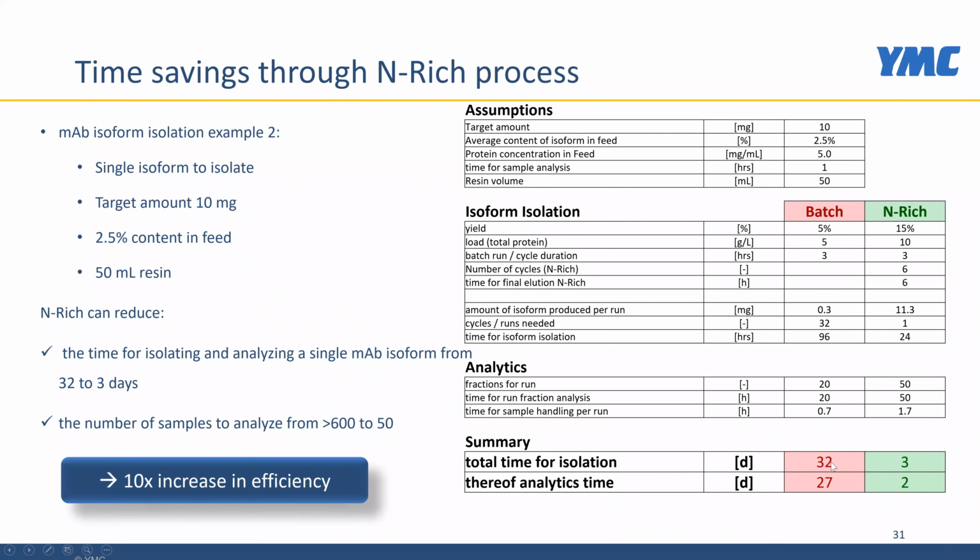And this is majorly due to the reduction of analytics time. Whereas in the single column method, you have to fractionate every single run and spend hours on your run fractionation. So let's say you have 20 fractions per run, and one analytical run takes 1 hour. You spend 20 hours per run to get the results from a single isolation.